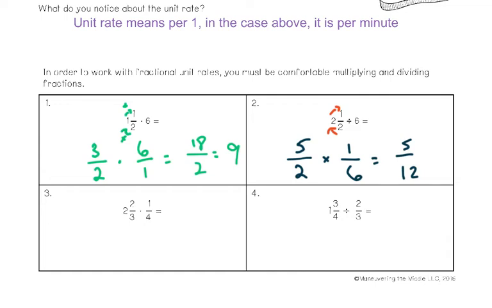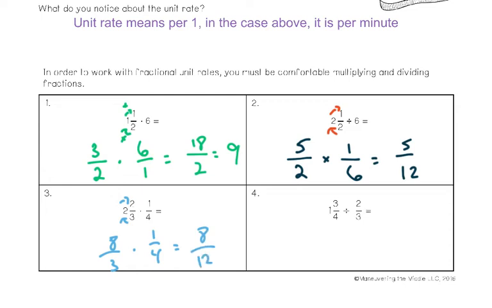Let's look at number 3. It says 2 2/3 times 1/4. Again, we have a mixed number. I don't mess with mixed numbers, so I'm going to do the around the world. 3 times 2 is 6. Plus 2 is 8. 8 over 3, because I keep the denominator, times 1/4. I can multiply fractions, and I multiply them straight across. 8 times 1 is 8. 3 times 4 is 12.